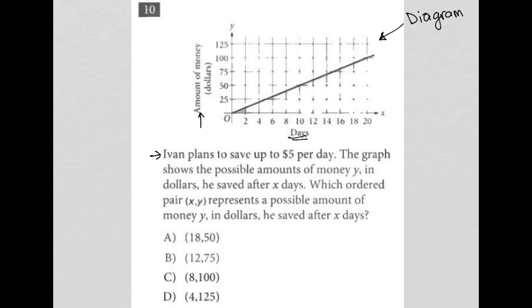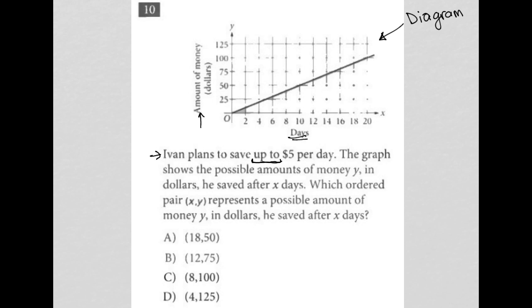The question says Yvonne plans to save up to $5 per day. So this "up to" thing is very important to me. It doesn't say that he plans to save exactly $5 per day. It's just up to $5 per day. So it could be less, could be $1, could be nothing, could be $4, but just not $6.